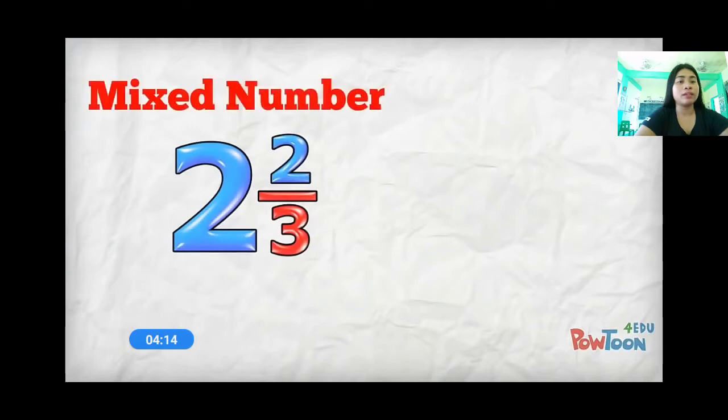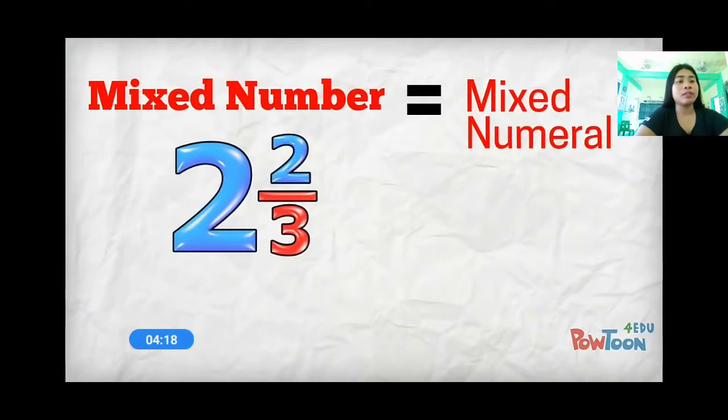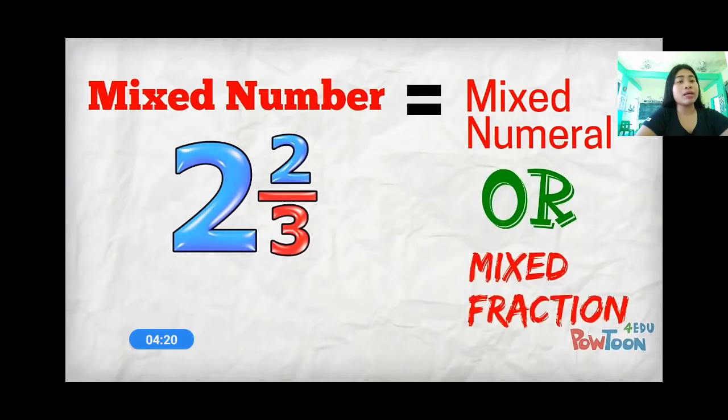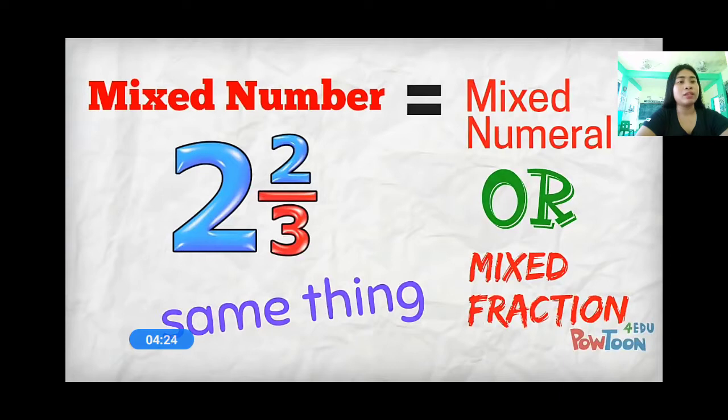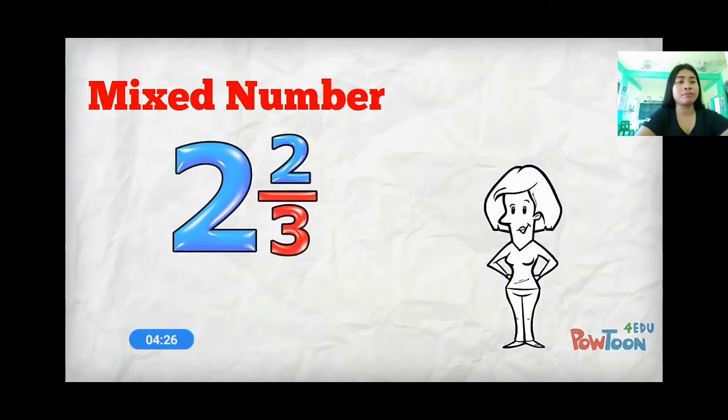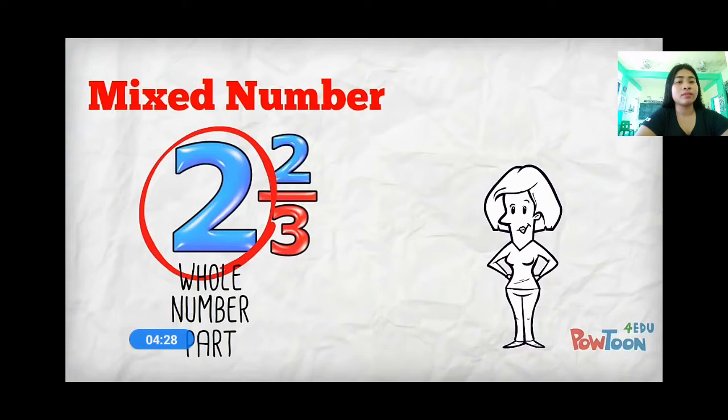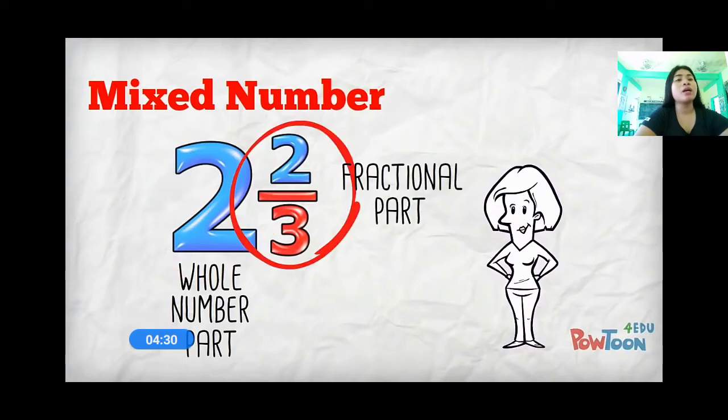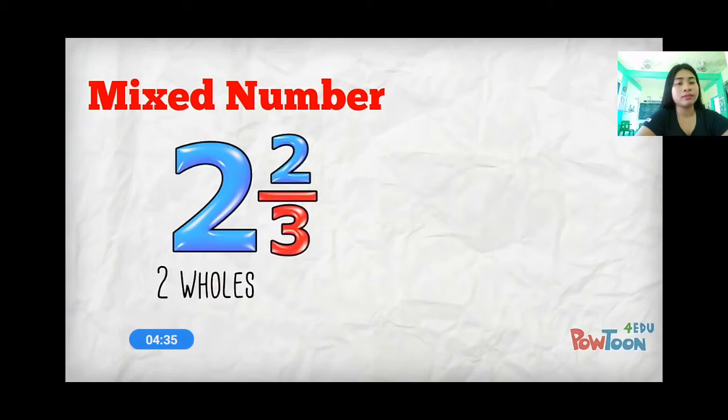Okay. Here's a mixed number. Okay, that's an example of mixed number. Called a mixed numeral. Okay, it can be named as mixed numeral or mixed fraction. They all mean the same thing. So they are just the same thing. Every mixed number contains a whole number Apo, a whole number and a fractional Here part. 2 and 2/3, that's 2 whole ones, and the fractional part is 2/3.